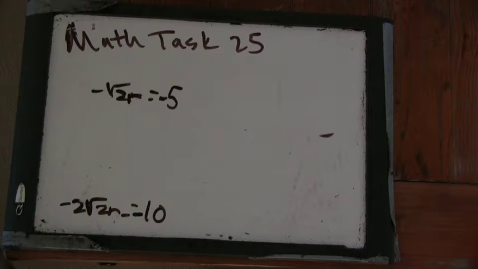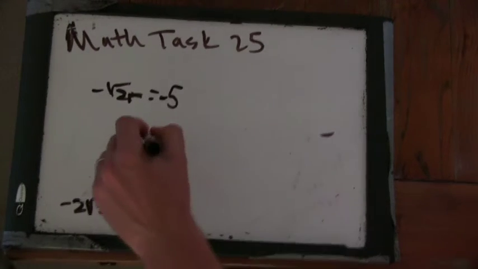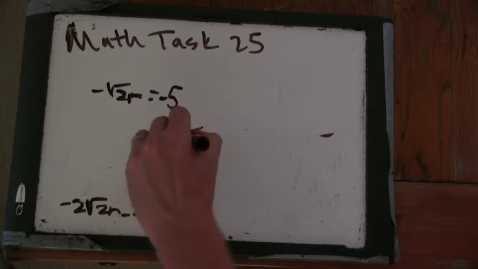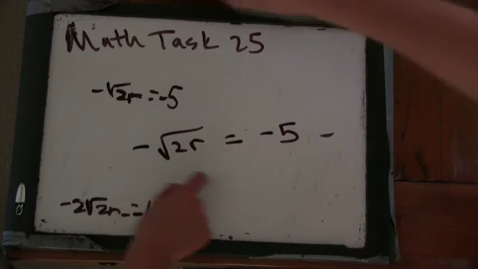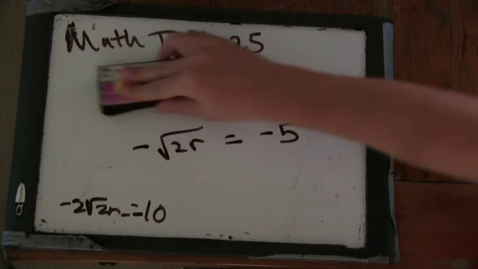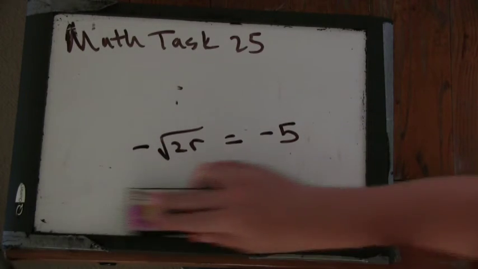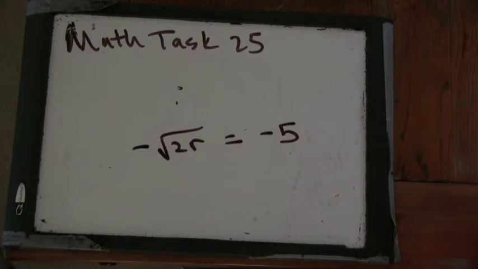Okay, why do you think that? Because negative the square root of 2r, negative the square root of 2r. So if we multiply both of these together, we would get a positive square root of 2r. Positive 2r. Okay. And then this would equal 25. Alright, does that make sense?